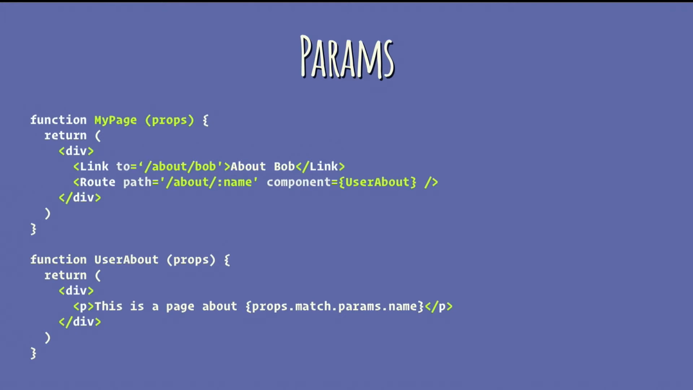So that's one of the 3 props that we get. History, location, and match. That's match. That can show us params if we had any.